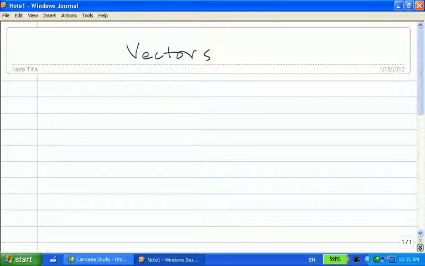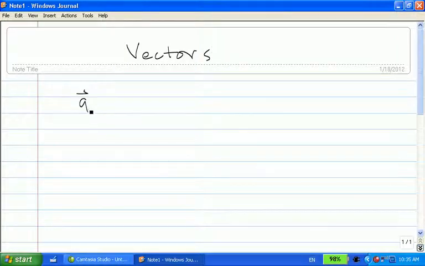Vector versus scalar, just like velocity versus speed. Speed is a number. It tells you how fast you are going. But velocity is more than that. It has direction too.